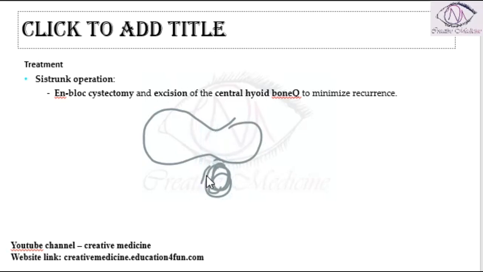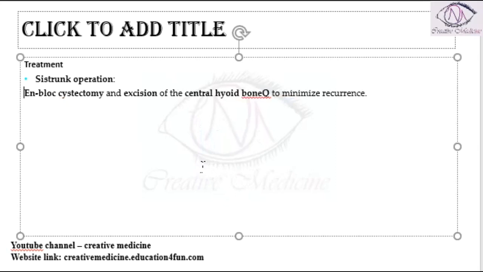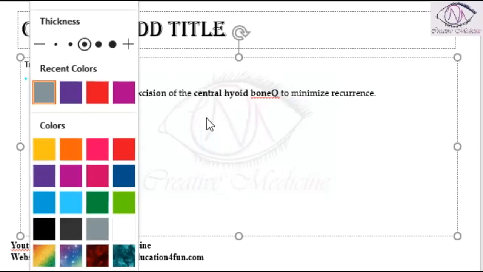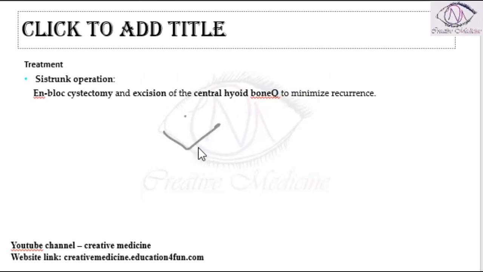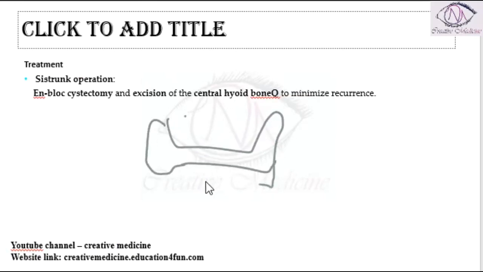That means, for example, if this is the hyoid bone, actually in the thyroglossal cyst, the subhyoid position is most common. If this is the cyst, along with the thyroglossal cyst, you should also excise the central portion of the hyoid bone to minimize the recurrences.